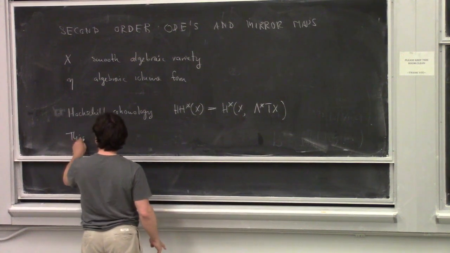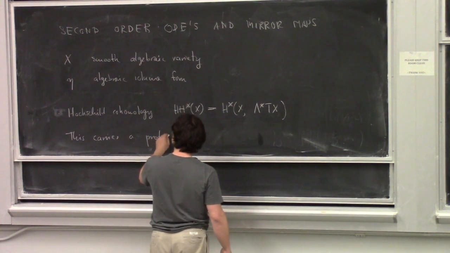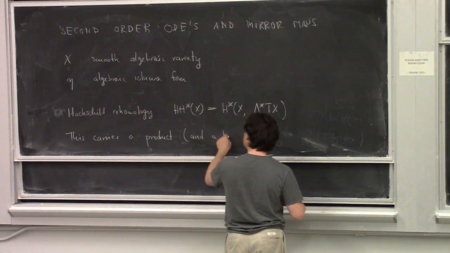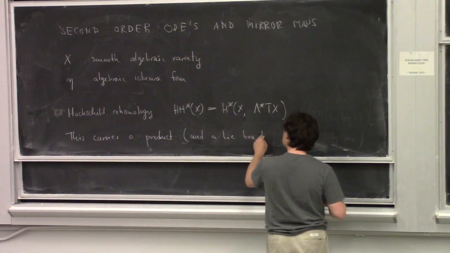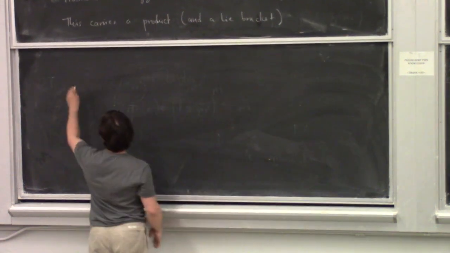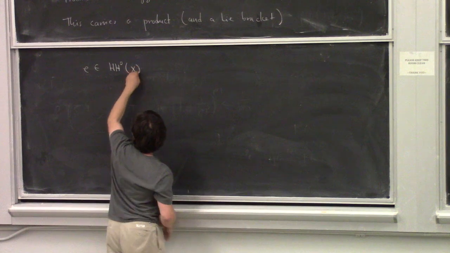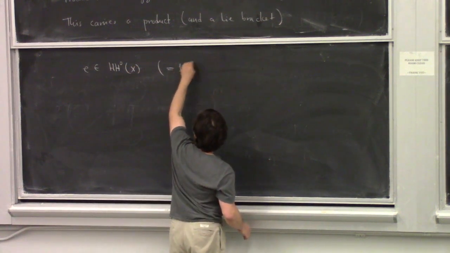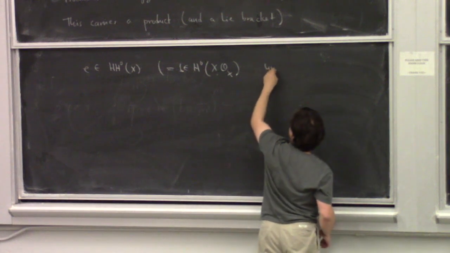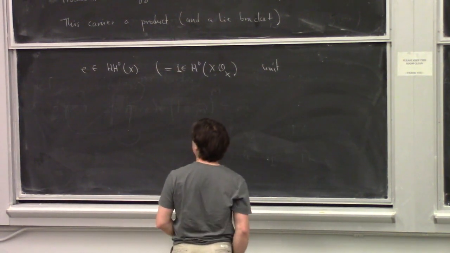So this carries a product, this exterior product, and the Lie bracket, which will not play a major role in this talk. And so in particular, the product has a unit, which is this guy here. So far I haven't actually used the fact that we're on a Calabi-Yau.